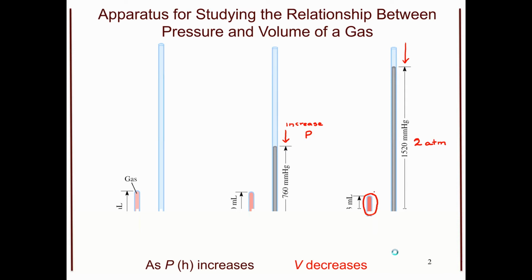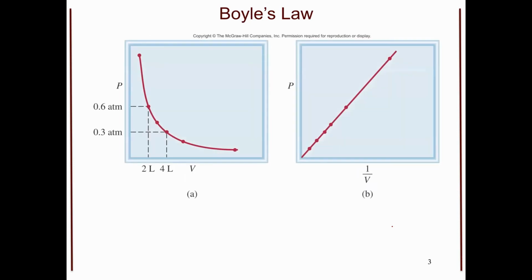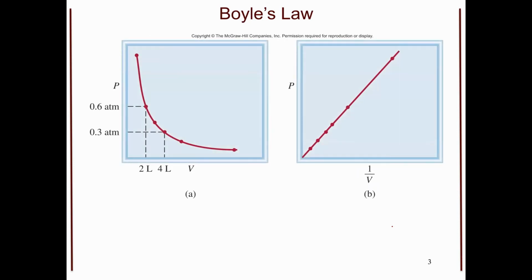So as you can see here, we are going to have an inverse proportionality of our pressure to volume. As the pressure increases, the volume of our gas decreases. This is commonly known as Boyle's law. So as you can see here, we are taking the data from the last slide and showing you exactly how this is going to correlate.